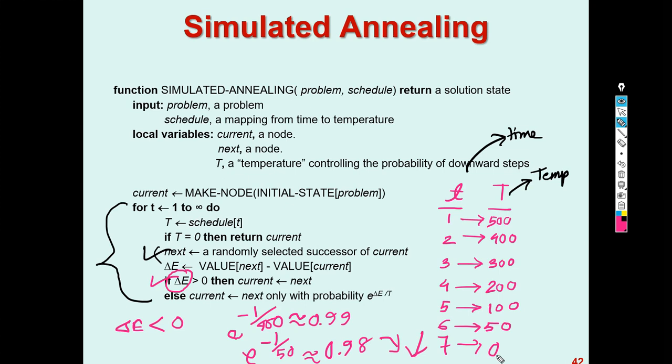And so one can prove that if the schedule lowers the temperature slowly enough, the algorithm will find a global optimum value with probability approaching 1. Simulated annealing search was first extensively used to solve VLSI layout problems in the early 1980s, and it has since been applied widely to factory scheduling problems and other large-scale optimization problems. So I hope this gives you a better idea about the simulated annealing process.